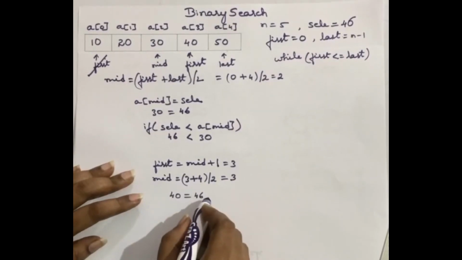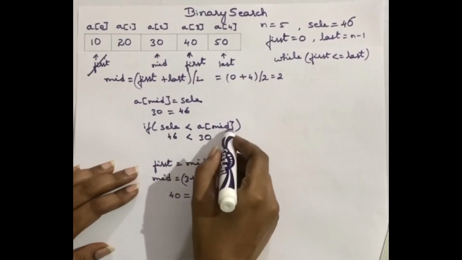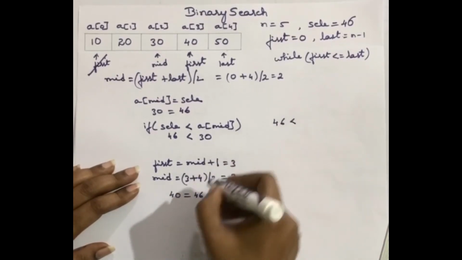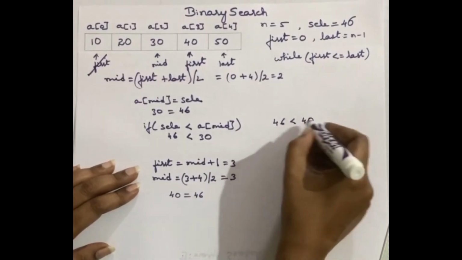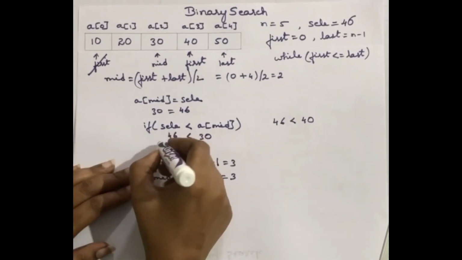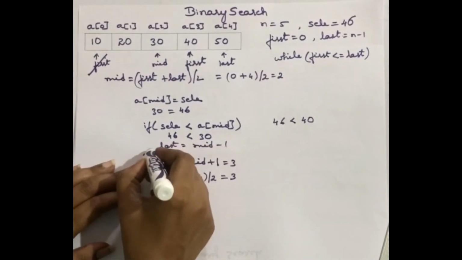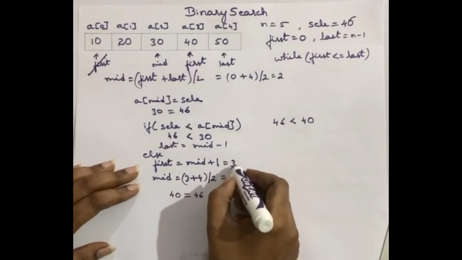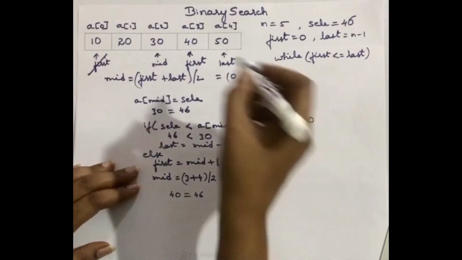It is false. Now I will check if the search element is lesser than A of mid. The search element is 46, lesser than A of mid, and A of mid is 40. Again this condition is false. So again I will go for the else statement: first equal to mid plus 1. First value I had was 3. Now I am changing it to mid plus 1.